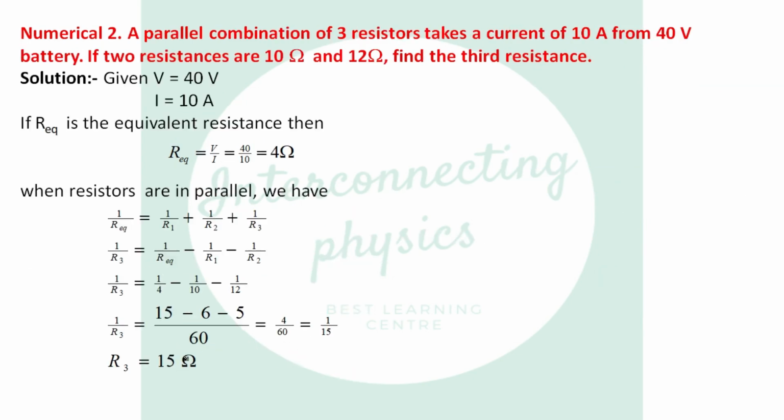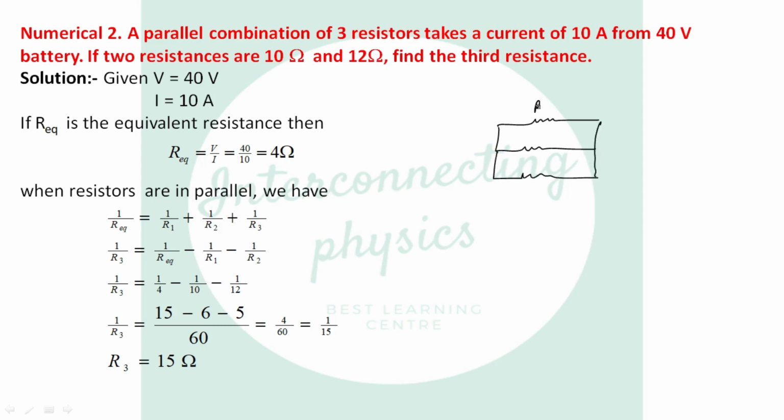Okay. Now numerical number 2. A parallel combination of 3 resistors takes a current of 10 ampere from a 40 volt battery. If two resistances are 10 ohm and 12 ohm, find the third resistance. Okay. Let us draw the diagram first.